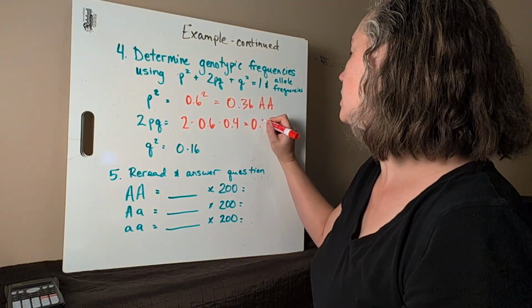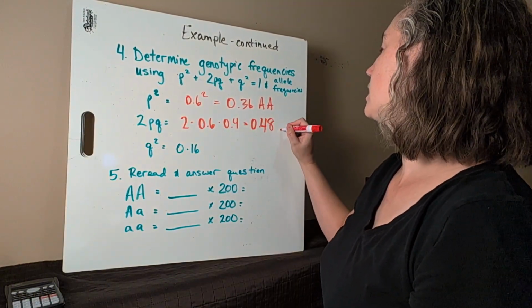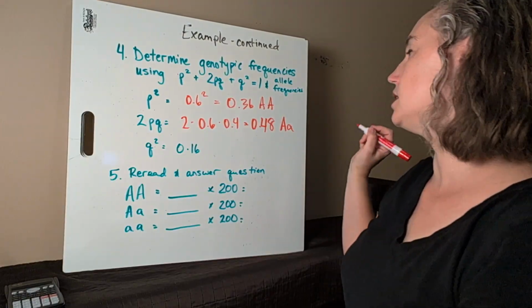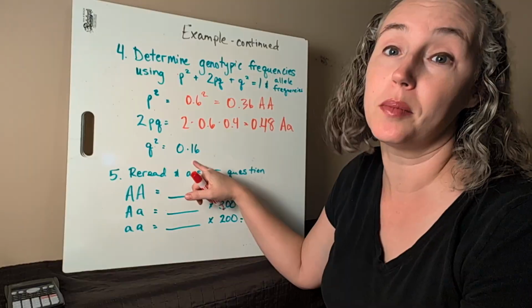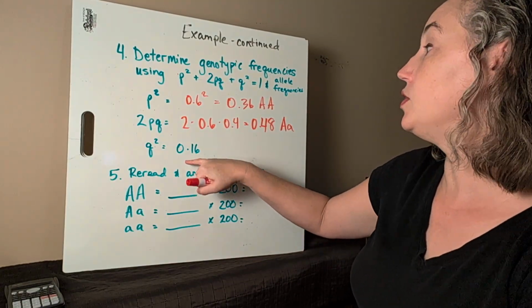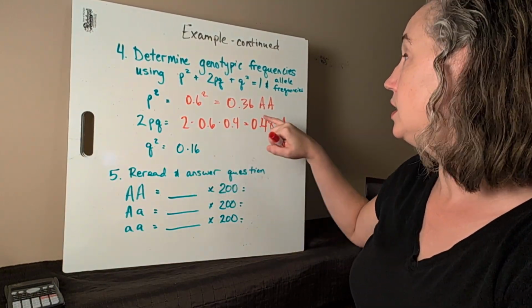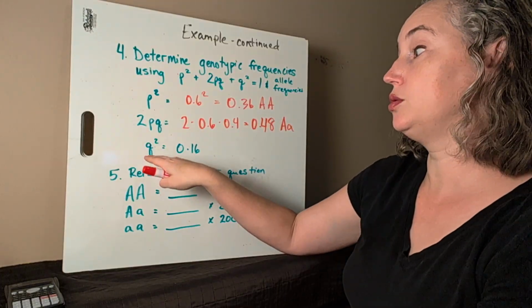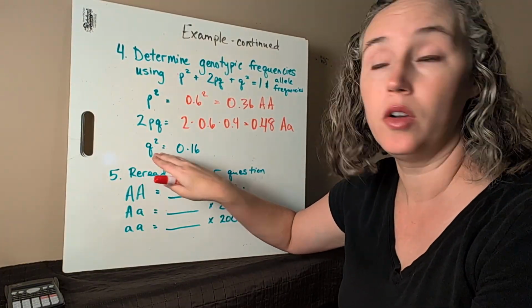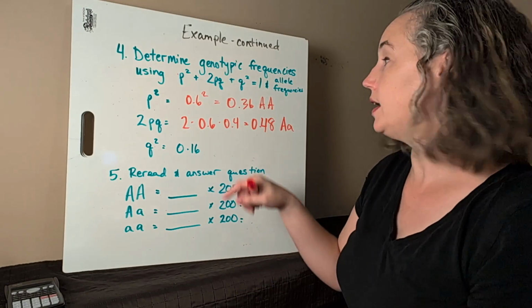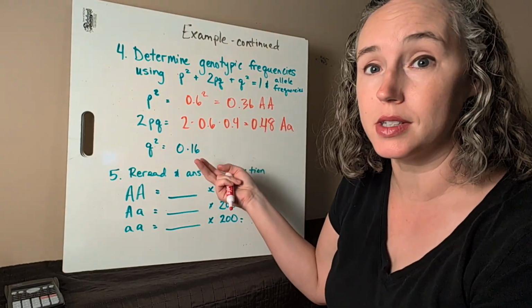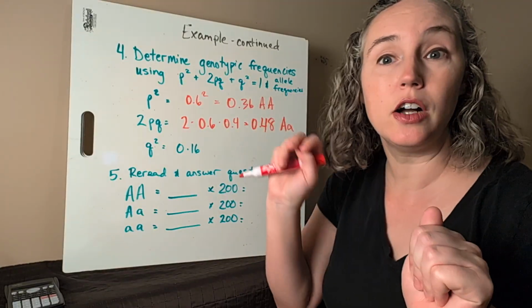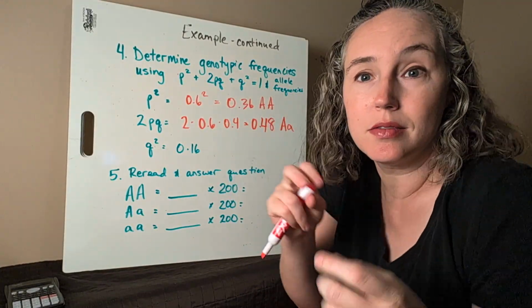Of course, you can do this in your calculator, but sometimes it's easy enough to do in your head. And then q squared was given at the beginning of the problem. If you weren't sure, though, you could do 0.4 squared, or you could take 1 and subtract 0.36 and 0.48, and you would get 0.16. So a little algebra, and you're good.